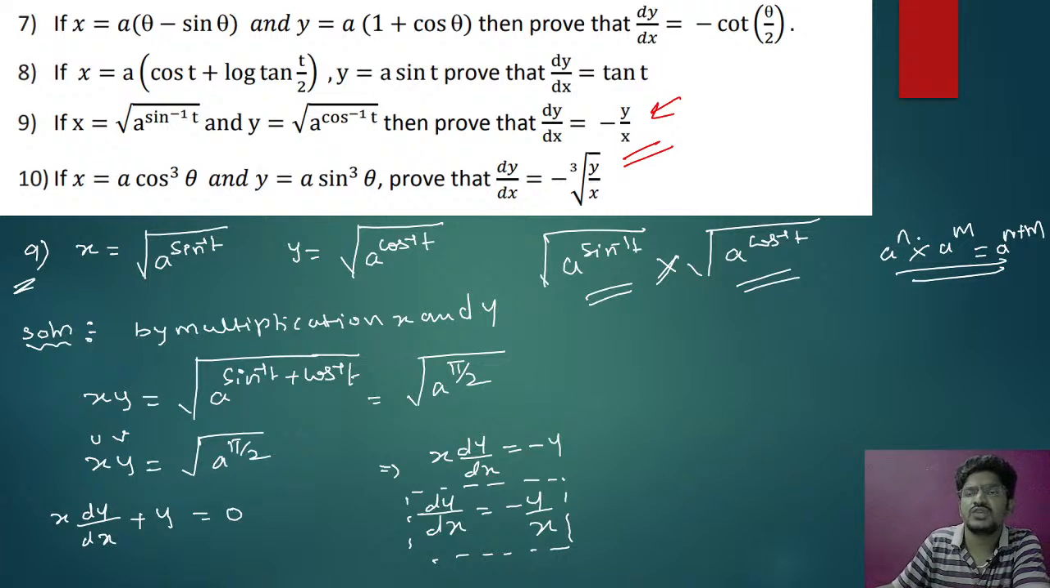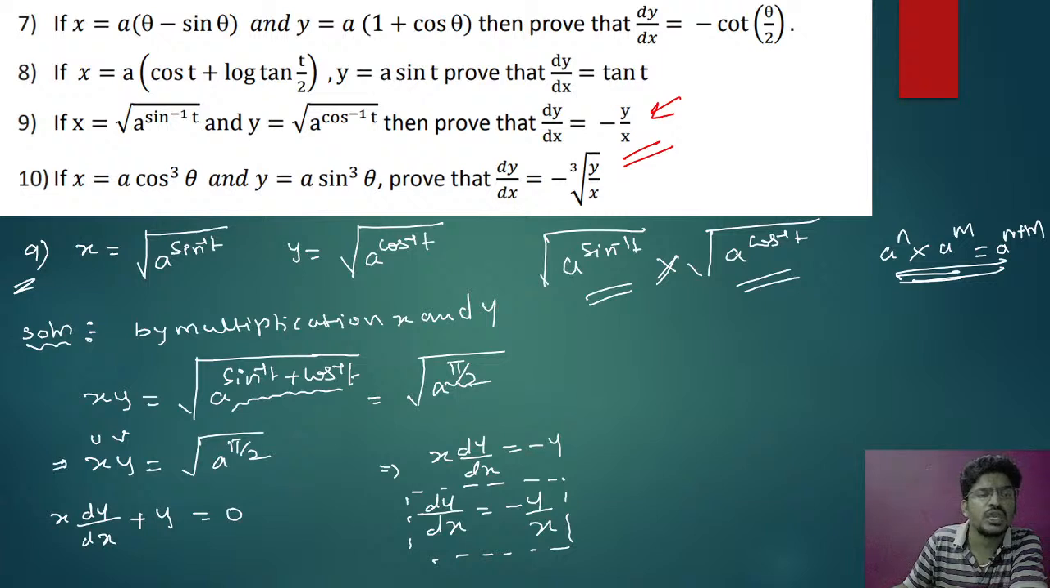So we know that a to the power of n multiplied with a to the power of m will be a to the power of n plus m. So by using this laws of indices, you can see this will be equal to a to the power of sin inverse t plus cos inverse t. So here we know that this is pi by 2 by your inverse trigonometric formula. By inverse trigonometric formula, sin inverse t plus cos inverse t is pi by 2. So you write it as pi by 2. Now you got xy equal to root of a to the power of pi by 2.